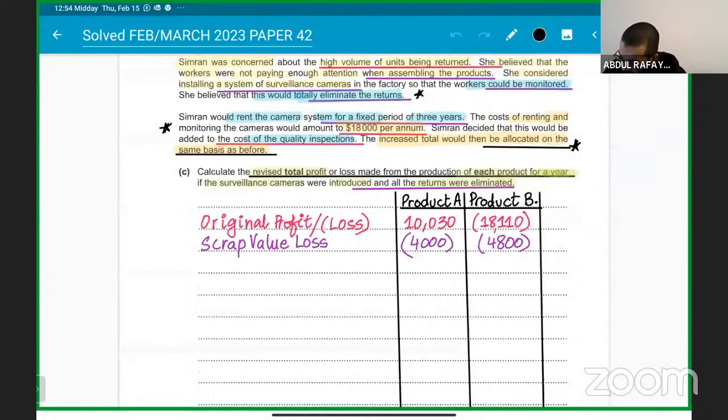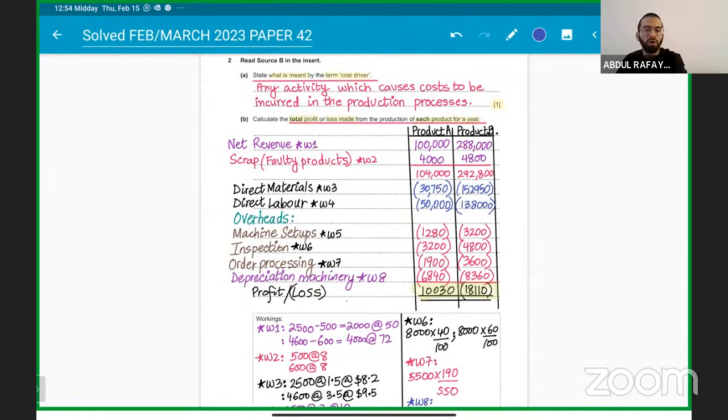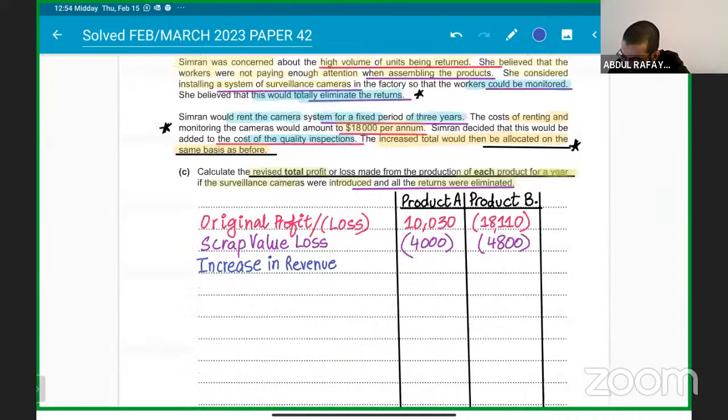So we will have an increase in revenue. How? We already recorded revenue for 2,000 units, and now we only need to record revenue for the 500 units of product A, and also record revenue for the 600 units of product B. The selling prices are 50 and 72. You can tell the examiner that the 500 units of product A that were previously returned will now be sold because all the returns are eliminated, and the 600 units of product B that were previously not sold can now be sold at $72 per unit.